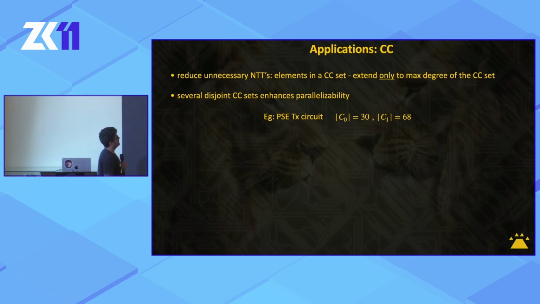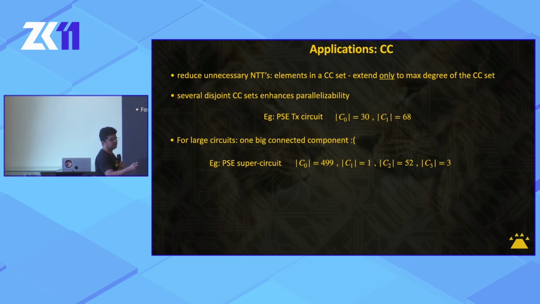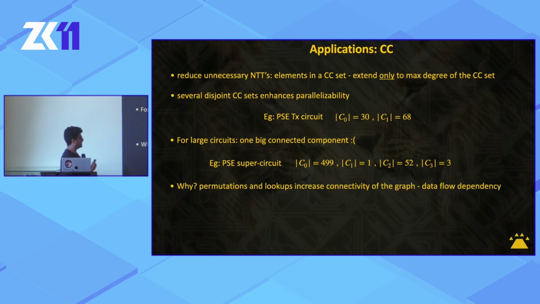So we applied it to this transaction circuit in PSE, and we find that there are two bunches of connected components. But if you apply it to some big circuit like ZKEVM, you see this. Everything becomes one big family here, right? So it's not very good, this idea is a problem. And the problem is that when you have permutations and lookups, high circuit interconnectivity increases the data flow dependency and things that you need to copy. And of course, this is kind of obvious. We are building big circuits, right? You're going to have this problem.